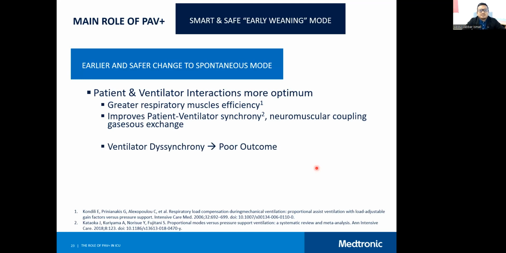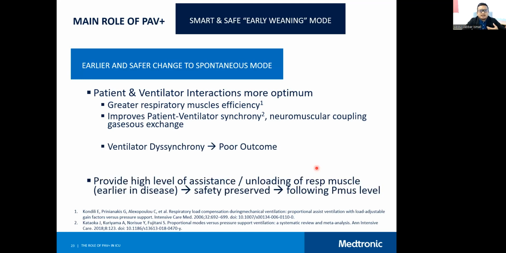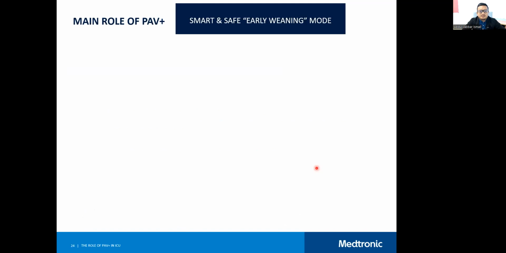When you have ventilator desynchrony, it will lead to poor outcome. And with PAV plus, you can provide a high level of assistance, or unloading of the respiratory muscle, early in the disease while preserving safety, because the ventilator follows the patient's muscle effort, the PMUS level.